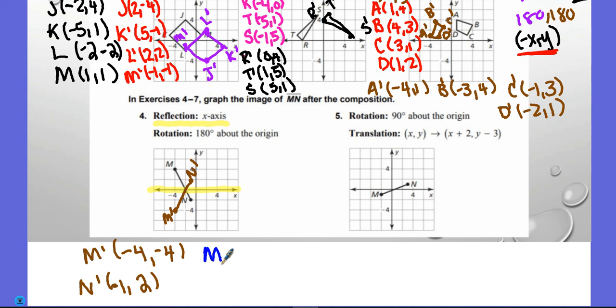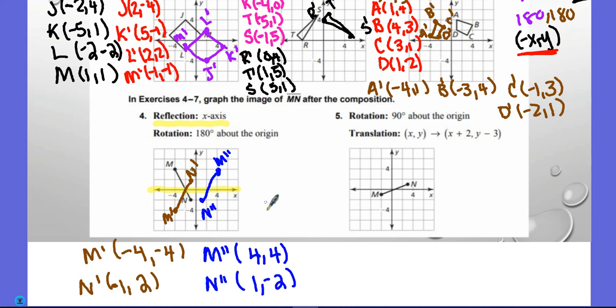Alright, so to get the double prime for the rotation, it says about the origin, then I'm going to do M double prime, just change the signs of X and Y. So these both would be positive. And N double prime, just take the opposite of the sign, 1 and -2. And I'm going to go graph that. So I go 4, 4, M double prime, and 1 and -2. And double prime, and we are finished.